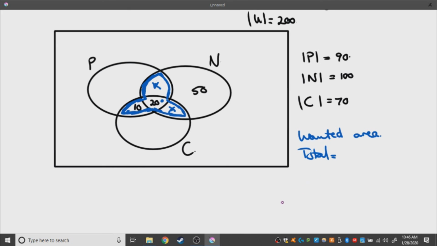So now I have to come up with a plan for how to find the total number of people in the blue area. What can I do? Let's stare at the screen until I say something again. That's a good strategy. What I can do is try and find the missing pieces together. I don't care what they are individually. That's not the question. But I can find them together. How do I find them together?